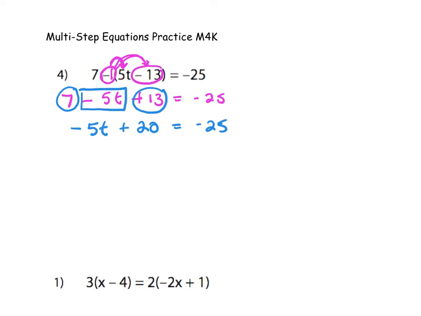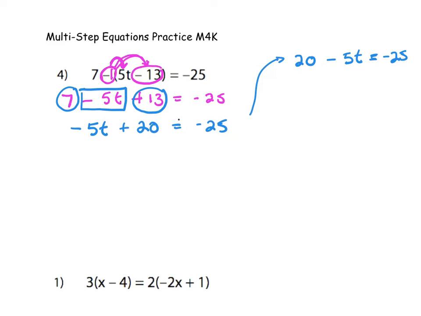Now, I could have rewritten this another way. I could have started with the constants, and I would have gotten positive 20, gathering up the 7 and 13, and then I could have brought down minus 5t. So this is an equivalent equation, and if you would prefer to write it that way, that's just fine.